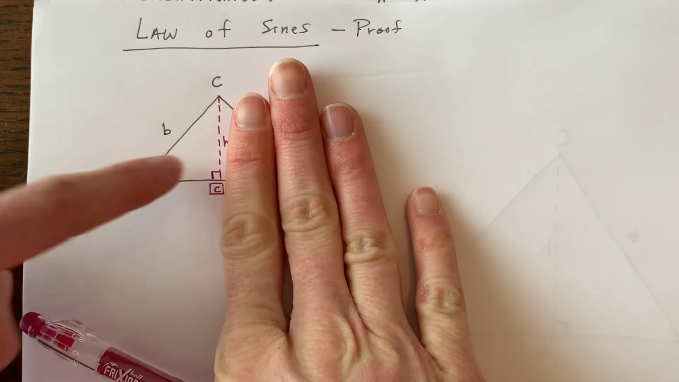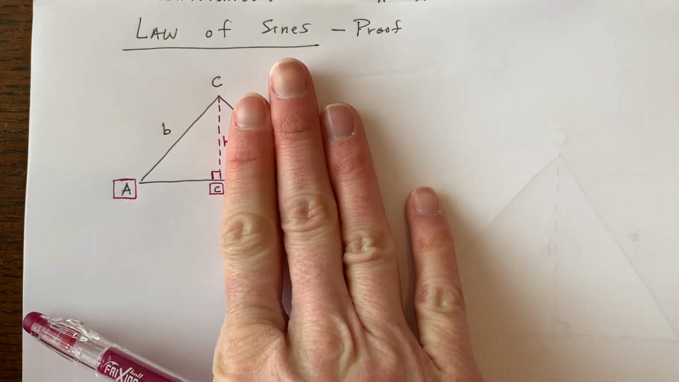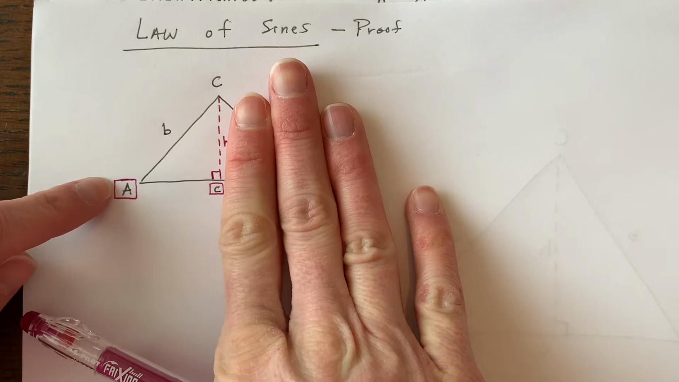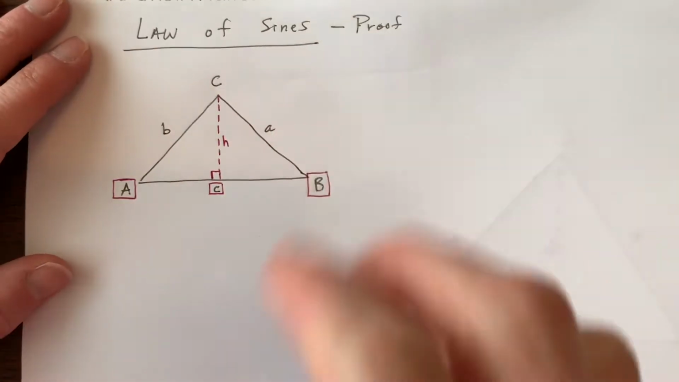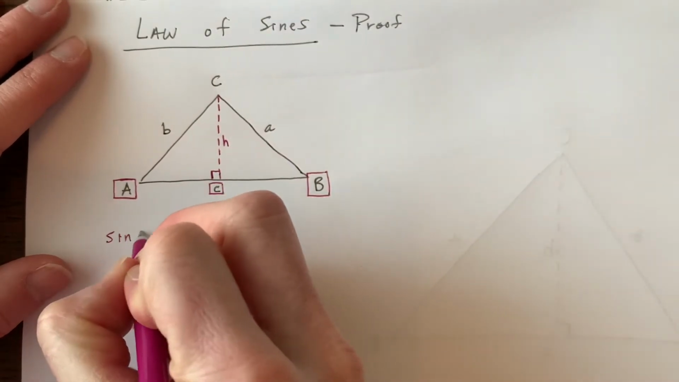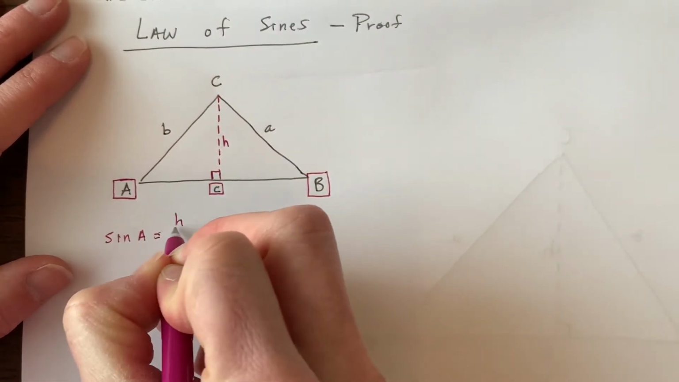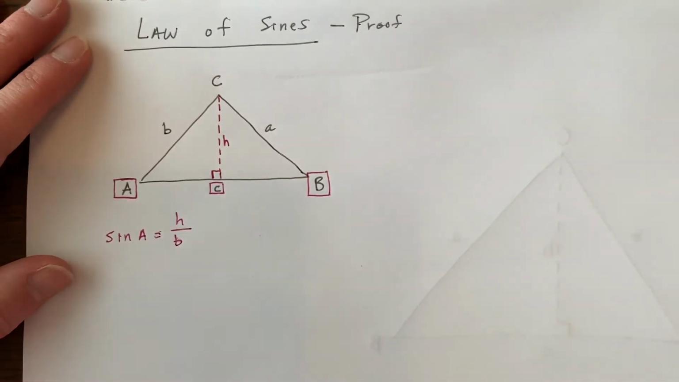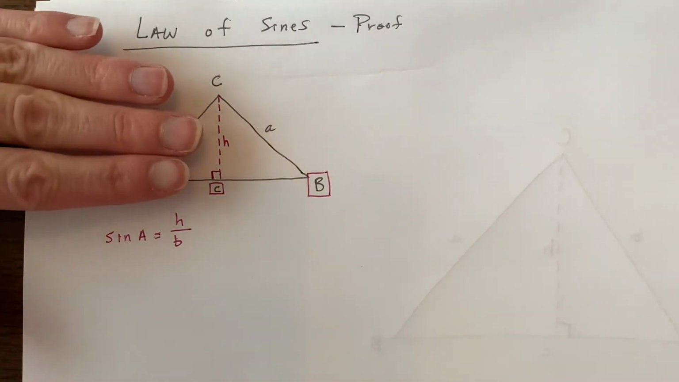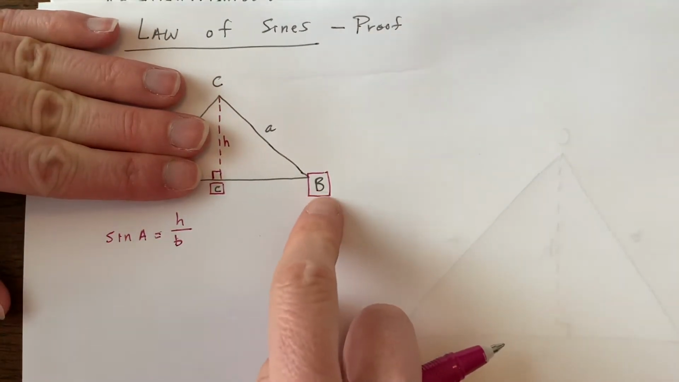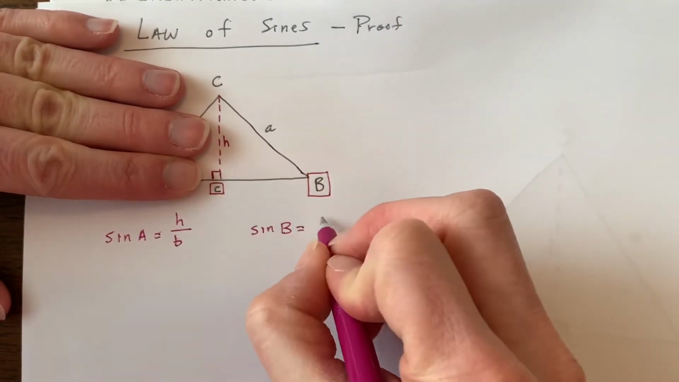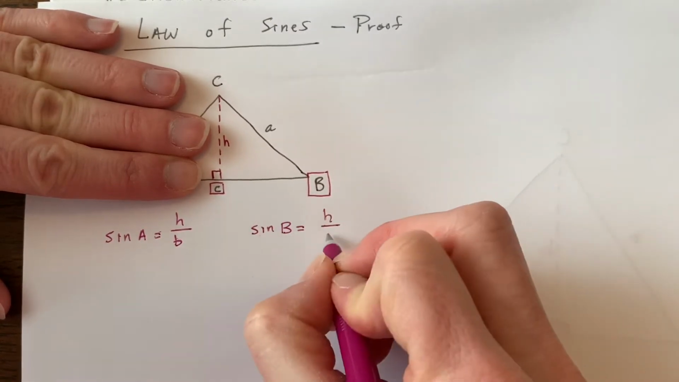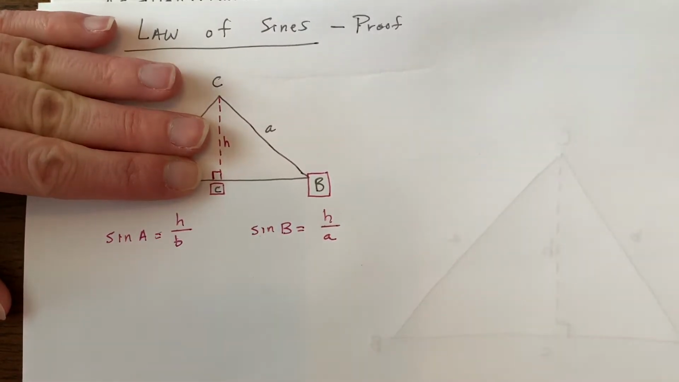So if I look at this left triangle and I know the value of angle A, then I know that the sine of A is the opposite side to the hypotenuse. So I know that the sine of angle A is equal to the height divided by side B. Okay. Now, if I look at the triangle on the right, I know the value of angle B, so I know that the sine of angle B is equal to the opposite side, which is the height, divided by the hypotenuse, which is side A.